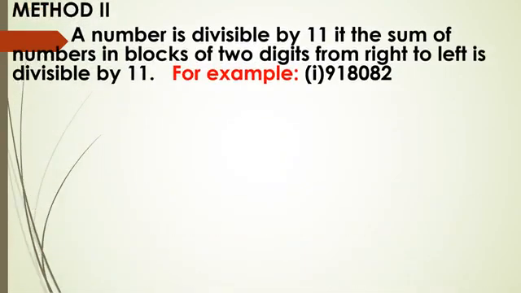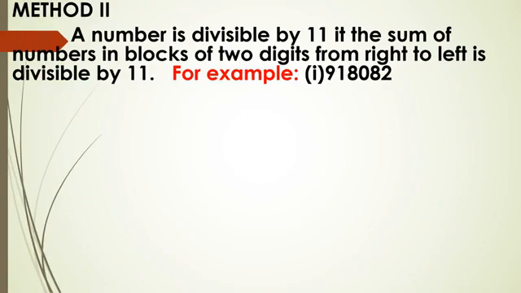A number is divisible by 11 if the sum of the numbers in blocks of 2 digits from right to left is divisible by 11. That means in this method we have to make pairs of 2 digits, starting from the right side. That means 82, 80 and 91. These are the pairs I have made.